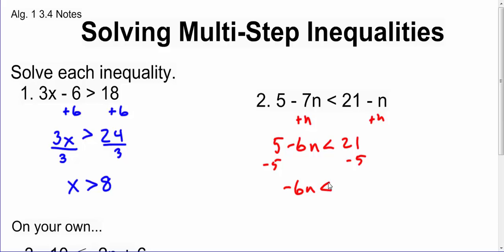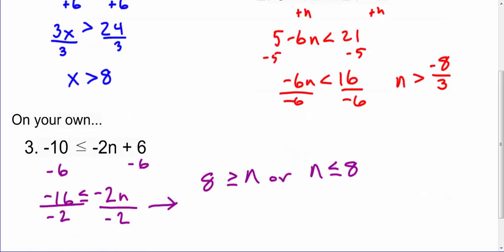So we know negative 6n is less than 16, and then we've got to divide by negative 6. Now remember, when you divide by a negative, this is going back to our last lesson, you've got to flip that inequality. So n is greater than negative 8/3. Alright, why don't you guys give it a shot on number 3. Pause the video, see how your answer compares to mine.